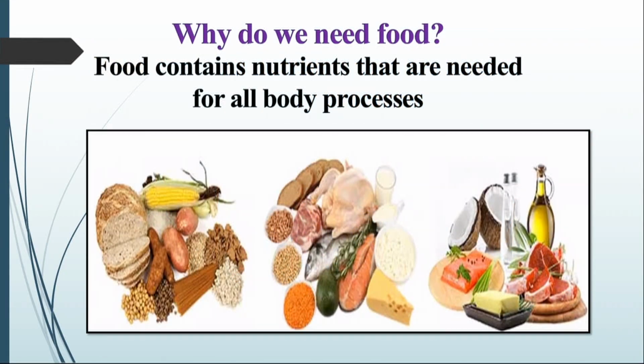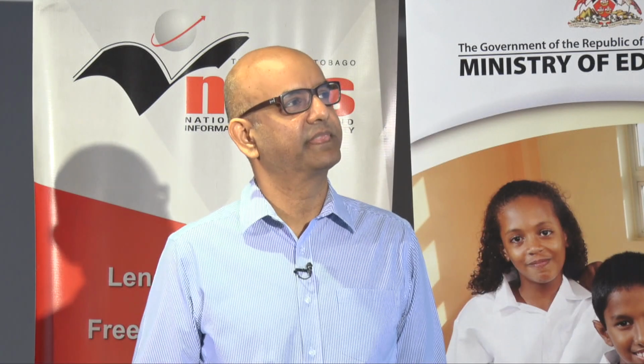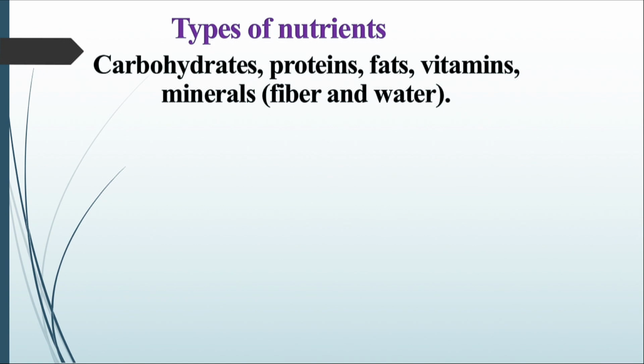These are some of the nutrients that food contains. Nutrients are compounds in foods essential to life and health. They provide energy, they contribute to body structure, or they regulate chemical processes in the body. What are the different types of nutrients that we have? They are carbohydrates, proteins, fats, vitamins, and minerals. Not forgetting fiber and water.